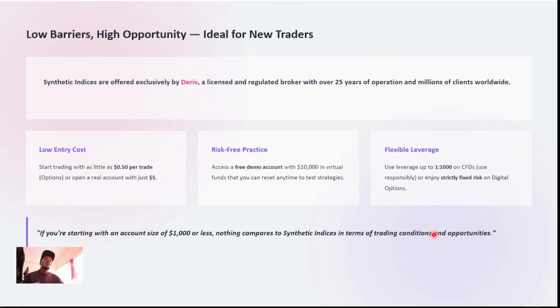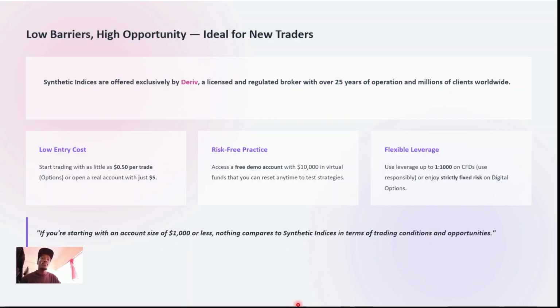That's basically about synthetic indices. They are exclusively offered by Deriv, so you can never find these indices anywhere else on other brokers. If you want to trade these synthetic indices on Deriv, I have a link in the description of this video. Make sure you hit that link, create an account, and I'll see you on the other side.